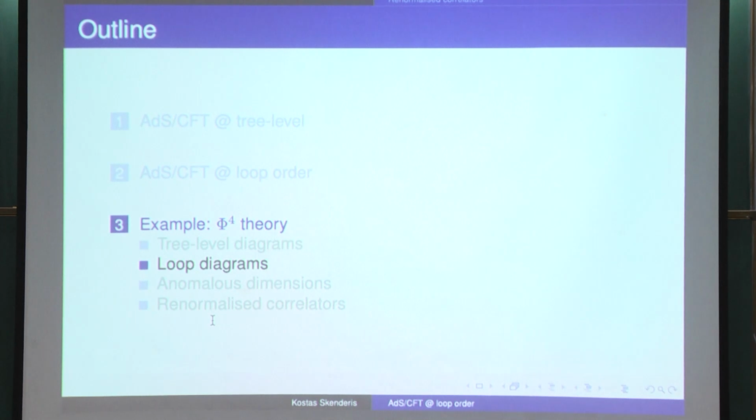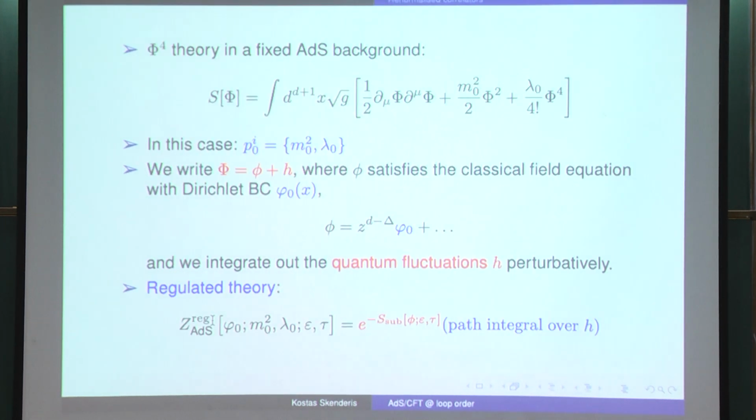Okay, so now next we're going to do loops. Let's remind ourselves where we are. We started from this action. We chose boundary conditions, we just discussed this. We computed that. Now we need to compute this expression here.